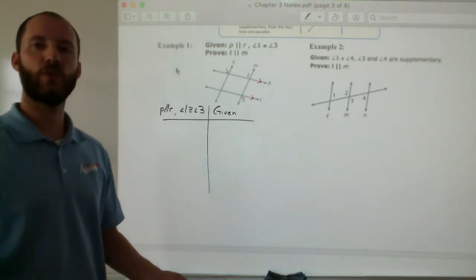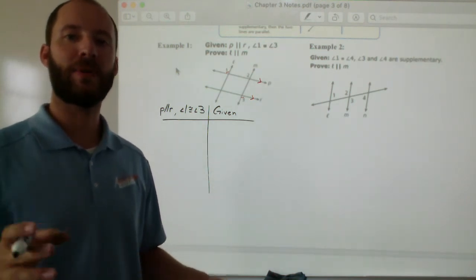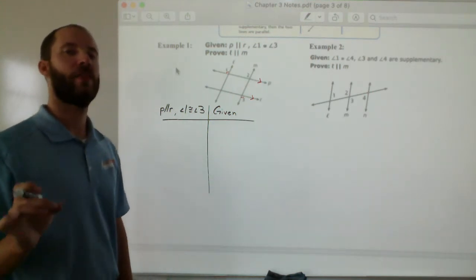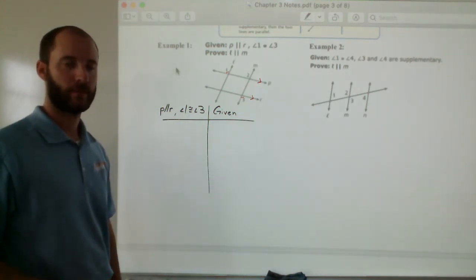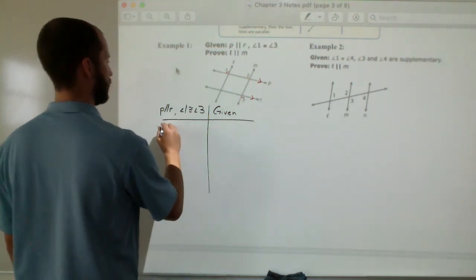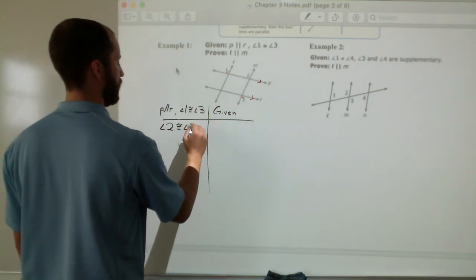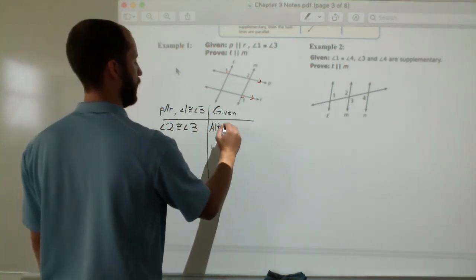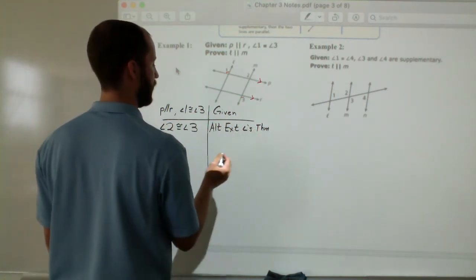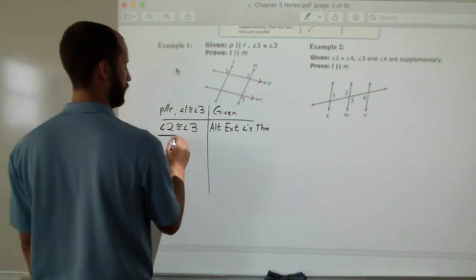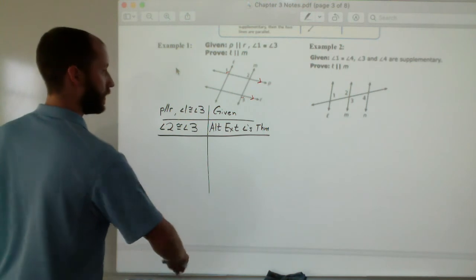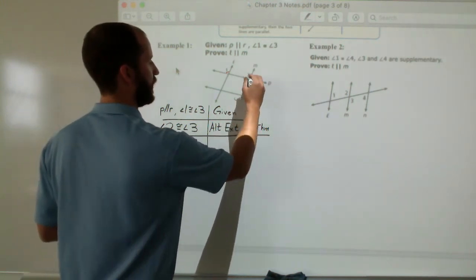So let's use our givens. Lines P and R are parallel. If we look at P and R, how can we use that information? Okay, I'm looking at angles 2 and 3. Those are alternate exterior angles. So angle 2 is congruent to angle 3 by the alternate exterior angles theorem. Alt-ext angles thm. So, use a different color here. 3 is congruent to 2.